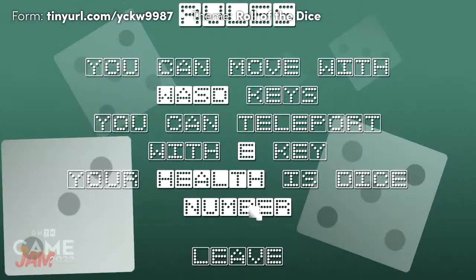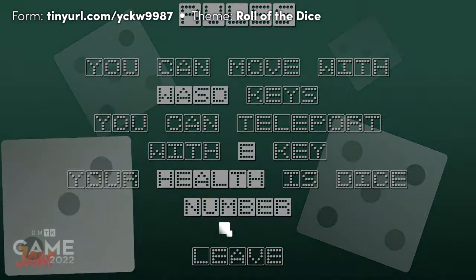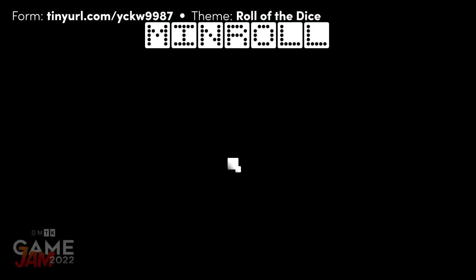Rules. You can move with WSD keys. You can teleport with E key. Your health is dice number.